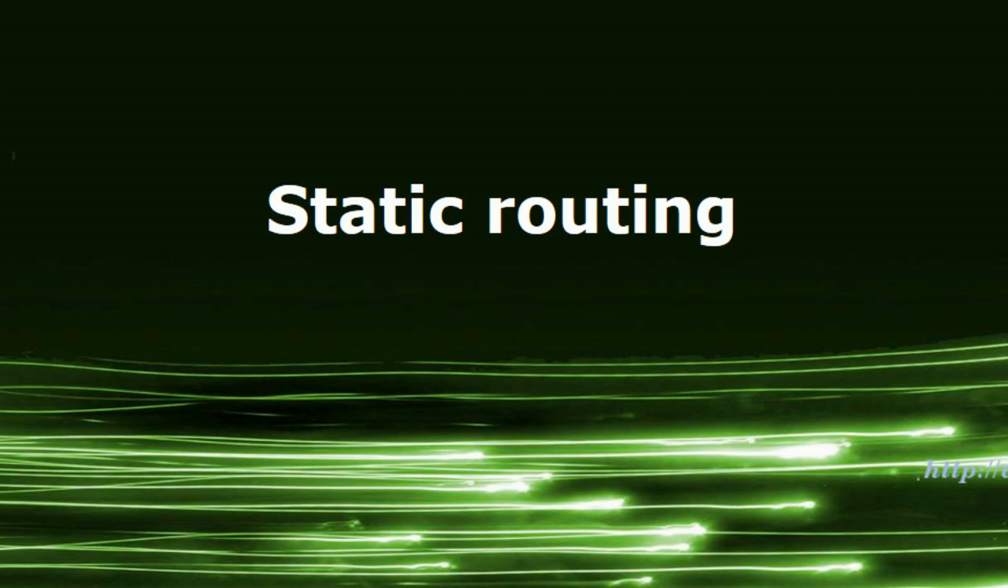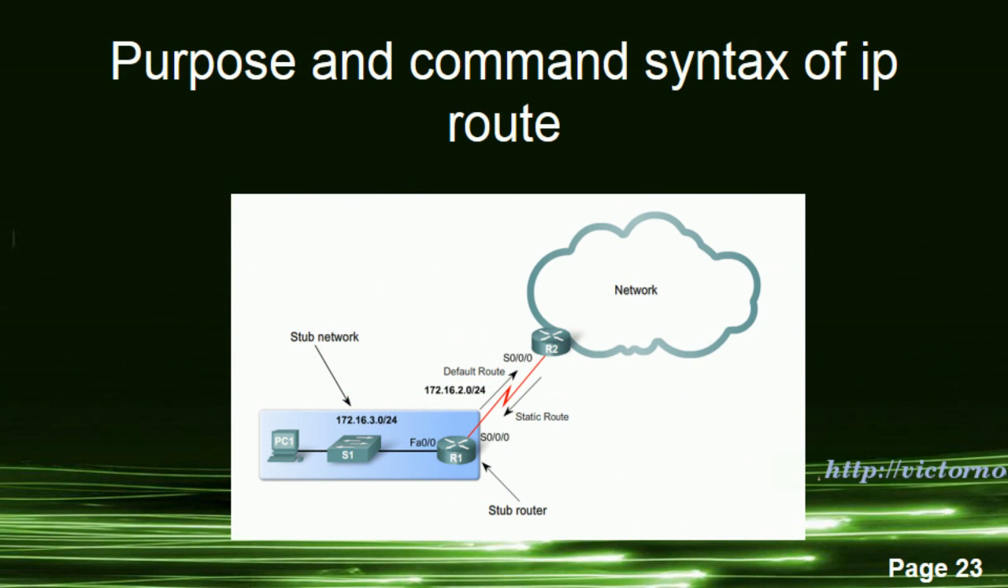Static routing. Static routes with next hop addresses. As we have discussed previously, a router can learn about remote networks in one of two ways. Manually, from configured static routes. Automatically, from a dynamic routing protocol.